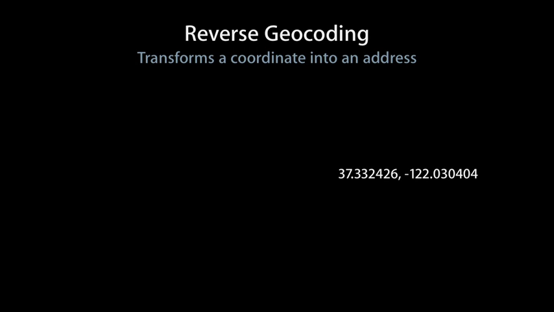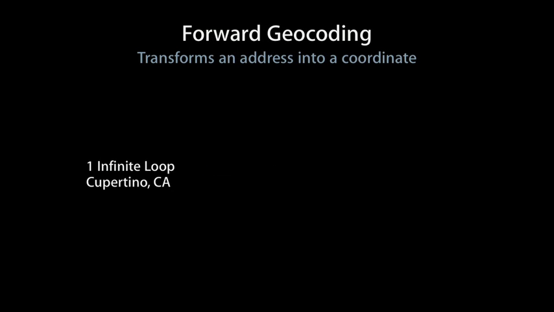Now, for those of you who haven't used geocoding before, a reverse geocode is where you transform a coordinate into an address. Conversely, a forward geocode turns an address into a coordinate, a latitude and longitude value that you can use to plot on a map or use to display data to the user.